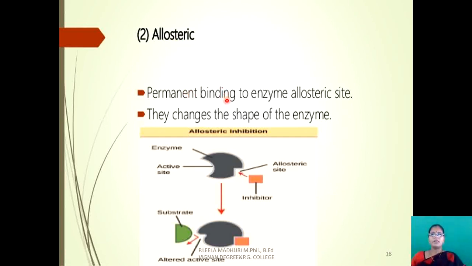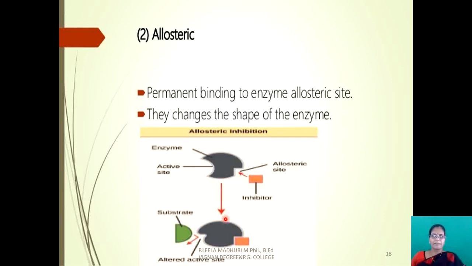The allosteric inhibitor will permanently bind to the enzyme's allosteric site. This allosteric site is an additional site besides the active site of the enzyme. These allosteric inhibitors change the shape of the enzyme. This is a representation of the allosteric inhibition. If you observe, this is the enzyme, the active site, and the additional site where the allosteric inhibitor will come and bind, and this site is called the allosteric site. This is called the active site where the substrate binds.